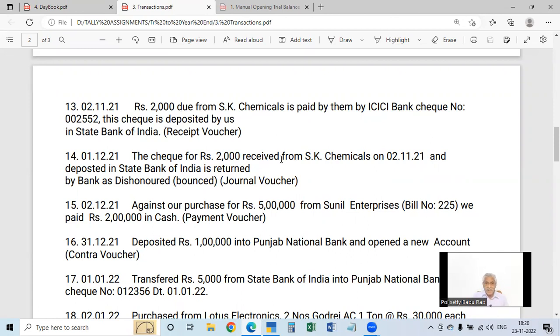In the journal, we have to enter because the receipt we already entered. Now it is not a payment, so we cannot enter it as the opposite, which would mean payment. So payment you cannot enter. You have to enter it in the journal voucher.